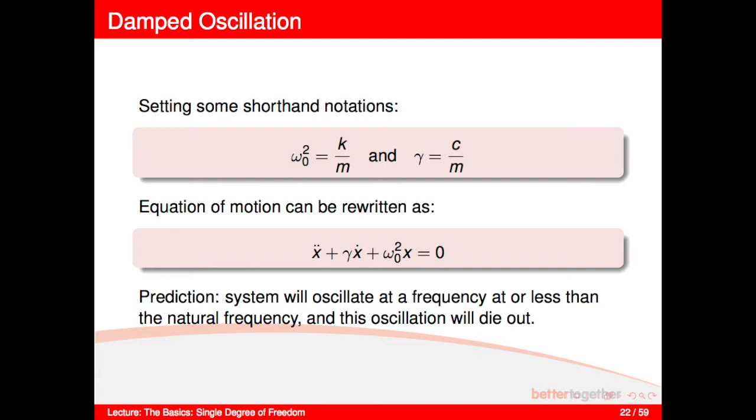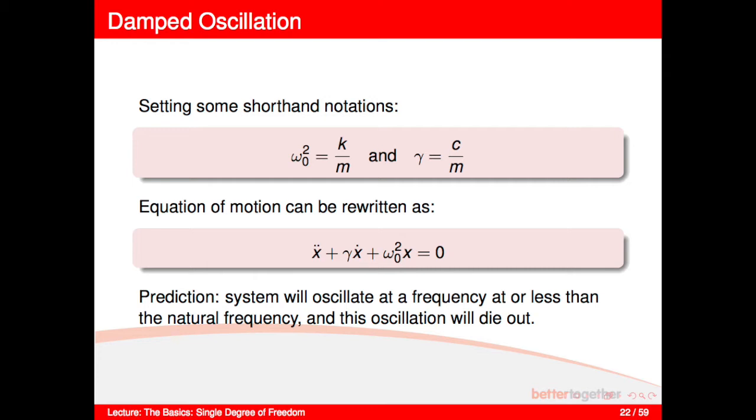And so what do you think happens to the frequency? Yeah, it decreases, it goes down. The frequency will slow down. So we can make a prediction that omega, the frequency at which the system is going to oscillate, is going to be at or less than omega naught, with a damper.